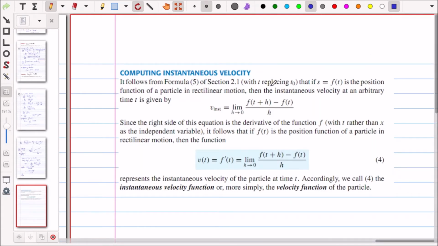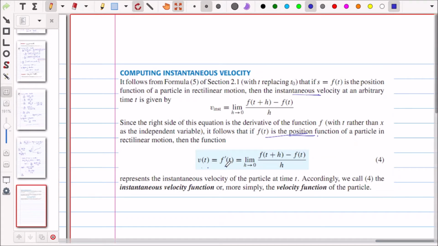So if s is the function of t, that is s is representing the position of the particle. Okay, f(t) represents the position of the particle, then the instantaneous velocity at any arbitrary time t is given by this limit h tends to 0 f(t plus h) minus f(t) upon h. So that is instantaneous velocity. Okay, so because f(t) is representing the position function, v(t) is equal to f dash t. Okay, so instantaneous velocity is the derivative of the position function.